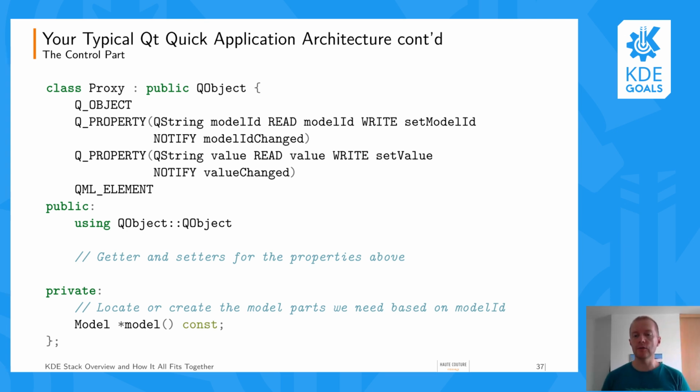So we have the read, write, and notify parts on our properties, and we need the implementations of those in here. And then in the private part, we would have something like model() to get a pointer to the model, which might create it, or which might locate it based on some other property like that model ID property. That's maybe something we use to locate the right model object inside of some cloud of objects or something like that.